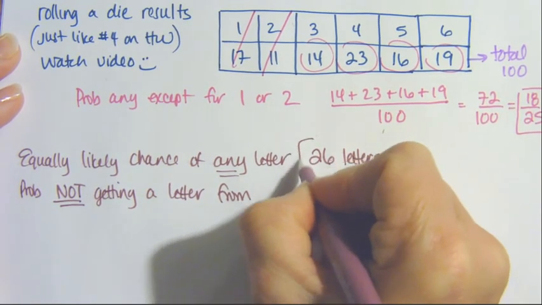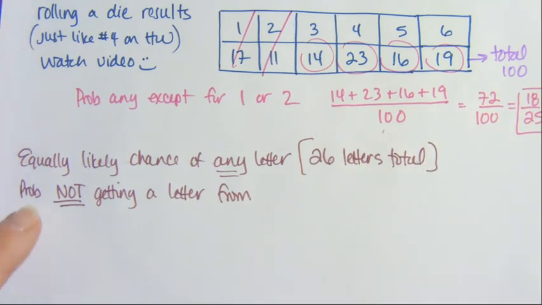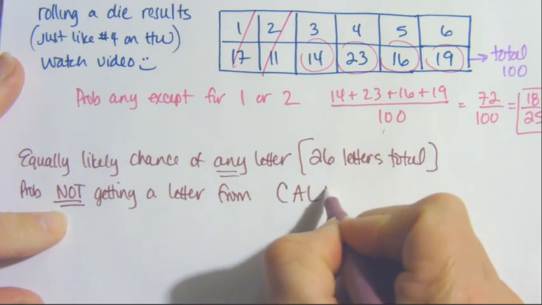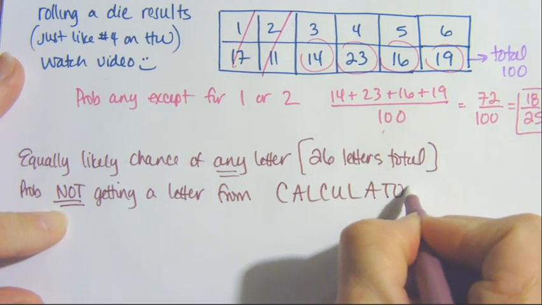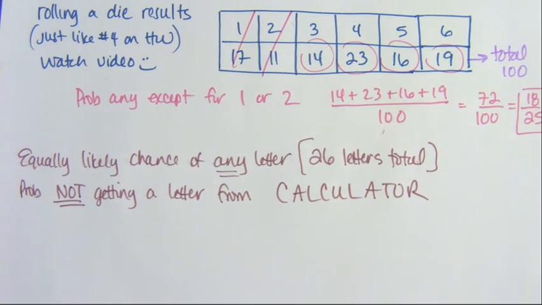So that's my total there. And I want to not pick a letter from a certain word. I'm going to use the word calculator. So I don't want one of those letters. So I need to figure out how many letters there are in this word.